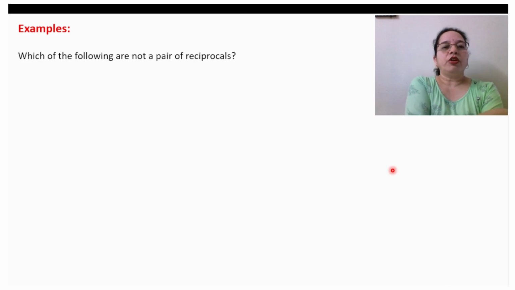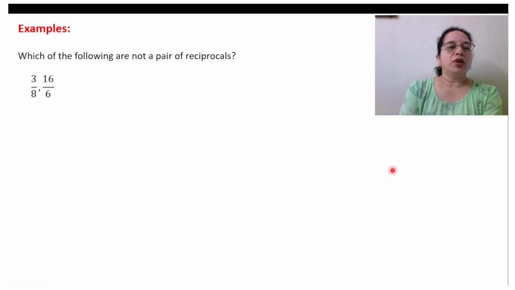Now, which of the following are not a pair of reciprocals? So, take these two numbers. Now, multiply these two fractions. Here, you can cut the numbers. So, cut 8 and 16 also. Again, you can cut these two and your final answer is 1.